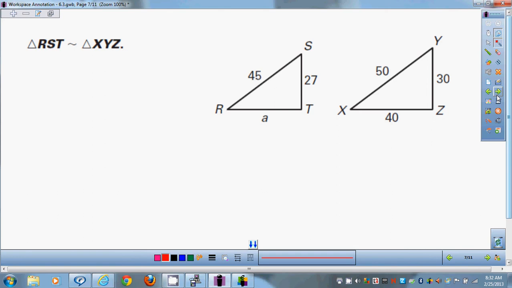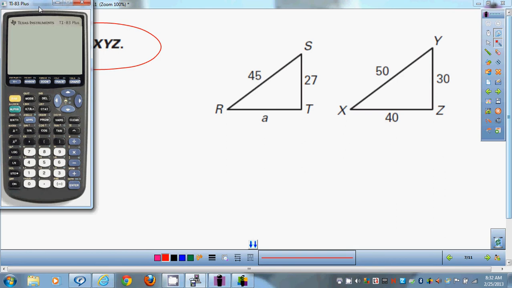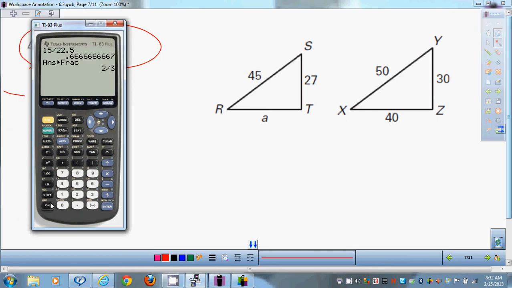That's an excellent question. Are these similar? Yes, if it tells you that, they're similar. Now, good question. Elon, pick any side on the left-hand triangle. Pick one. I don't care. I like that 45 too. Now, of that 45, which side do you think goes along with that one from the other triangle? 50. Divide them in your calculator. Now hit math, enter, enter. What does it tell you? There you go. That's the scale factor. Now, Jasmine, what did that give us for A?